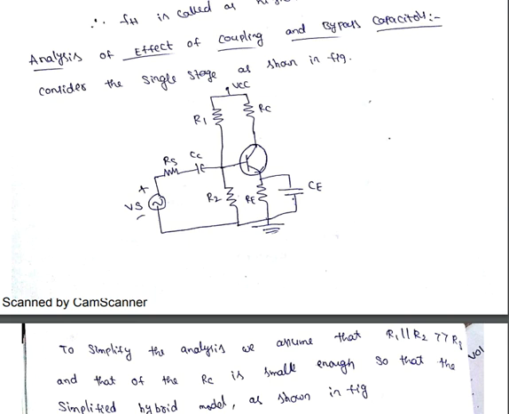Now we see the analysis of the effect of coupling and bypass capacitors. In the previous one, we just saw the coupling capacitor. Now we'll go with both the coupling capacitor and the bypass capacitor. We already know that the main function of the bypass capacitor is to produce a low reactance path across the emitter resistor, so that we can get more output voltage. To understand this, let us take a single stage CE amplifier as shown in the figure here.